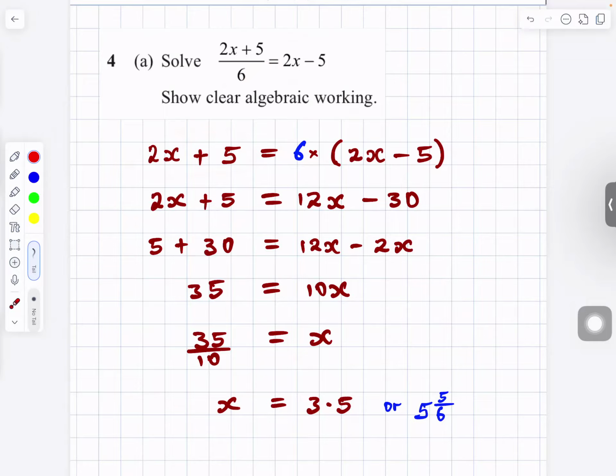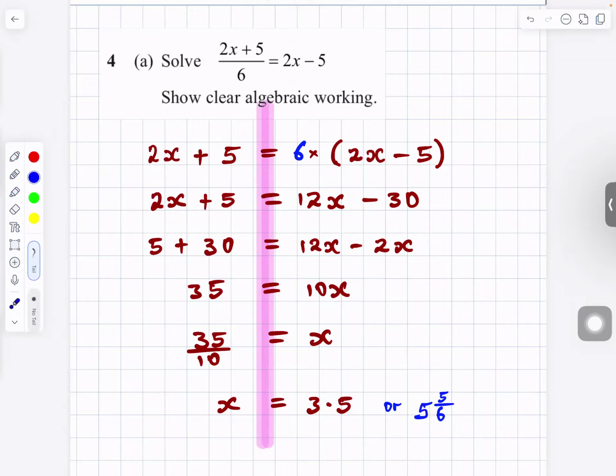Now we remove the brackets. 6 times 2x is 12x. 6 times minus 5 is minus 30. So everything now is in a straight line, linear. So it's an equation with x on both sides. We have x on the left, we have x on the right. And if you notice, I put my equals signs in a straight line. If you do that, it makes it easier to check your work. Try and do them all in a straight line.